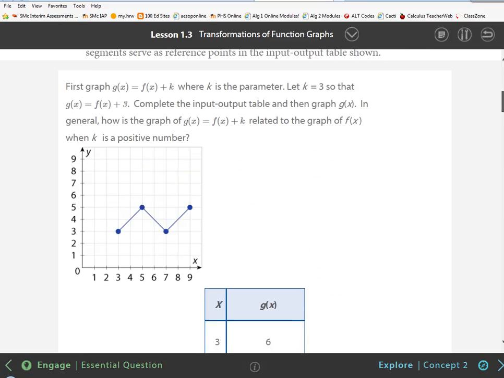All right, so we'll forget all the other ones. We're just going to take our function and add k to it. Well, let's say that this blue graph right here represents our parent function, f of x. Okay, so before we go any further, what's the value of f of x when x equals 3?